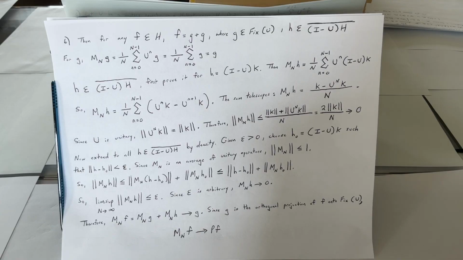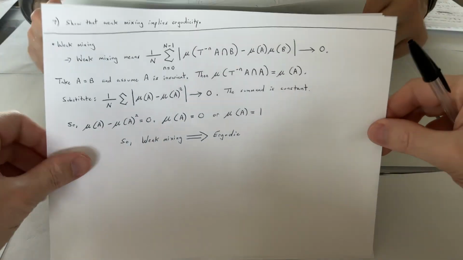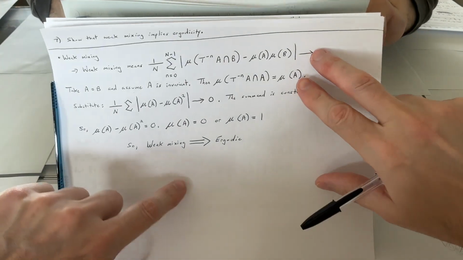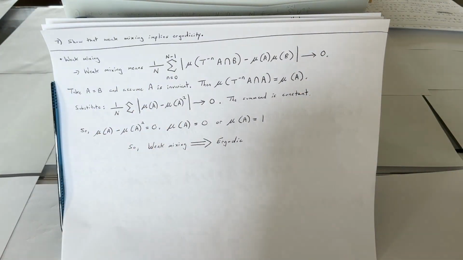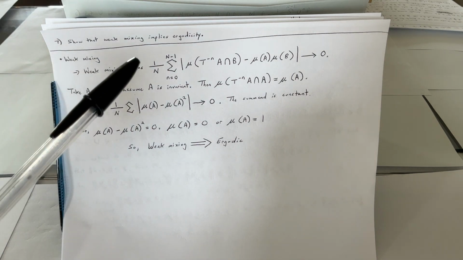All right, so that's problem 6, and here's problem 7. Show that weak mixing implies ergodicity. Weak mixing means the following.